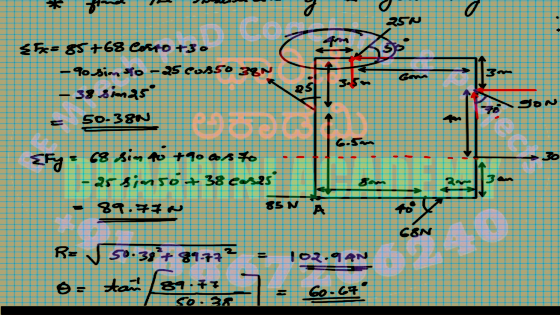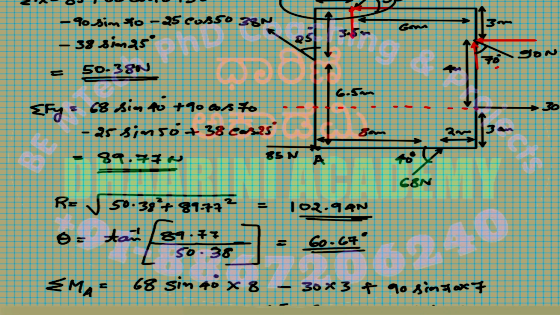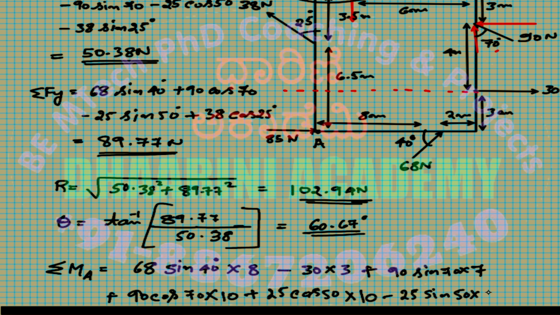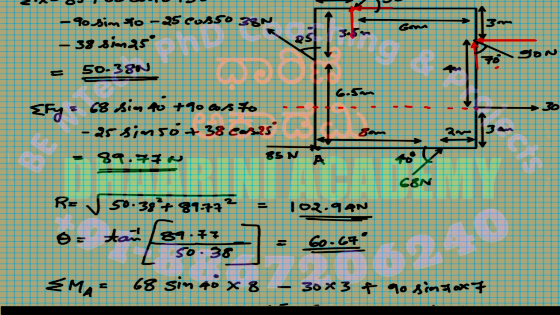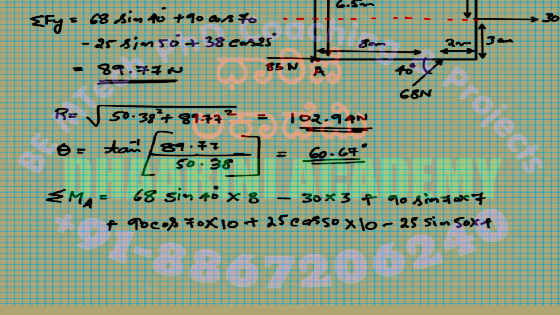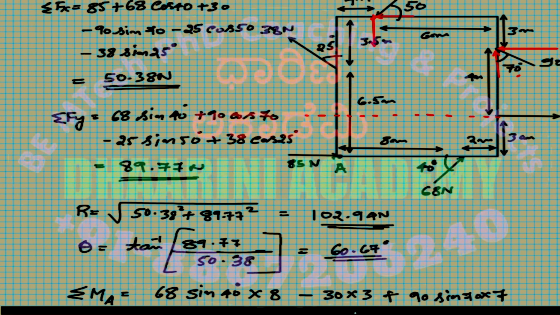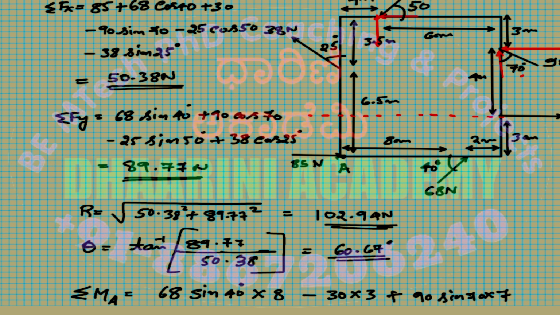Okay, so you see the distance from the leftmost side wall is 4 meters. So when I say 4 meters, this has to be into 4. So this multiplied by 4. Okay, let's move further. We have another force. The next force we have is 38 newtons. And with respect to that, again, we'll split that into two components.